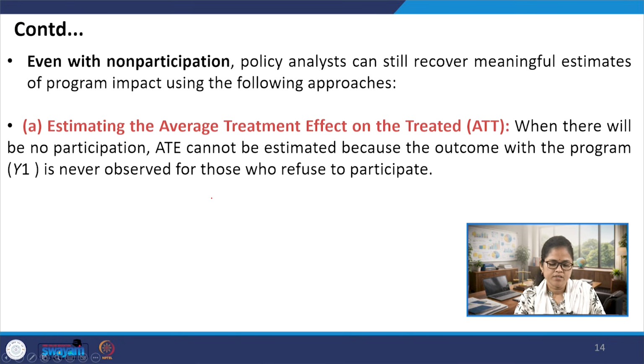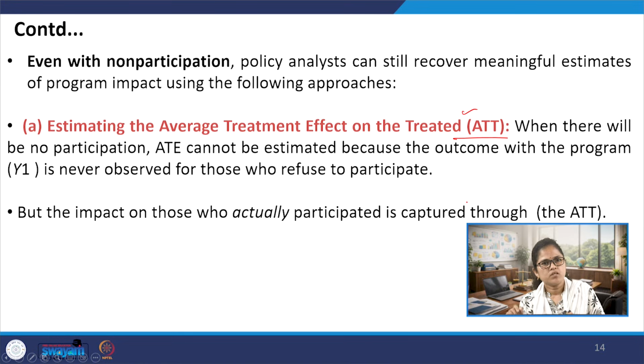So, the first one is estimating the average treatment effect on the treated, that is your ATT. What is this average treatment effect on treated? This estimate you can find when there is non-participation, and the average treatment effect cannot be estimated. When there is non-participation, the average treatment effect cannot be estimated, because the outcome with the program, which we reflect as Y1, is never observed for those who do not participate or who refuse to participate.